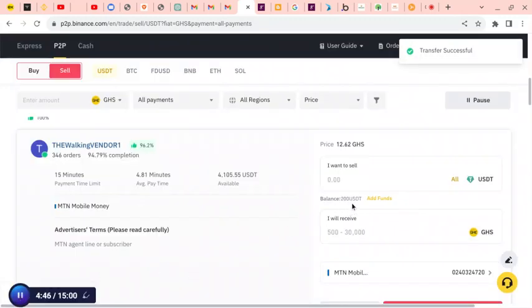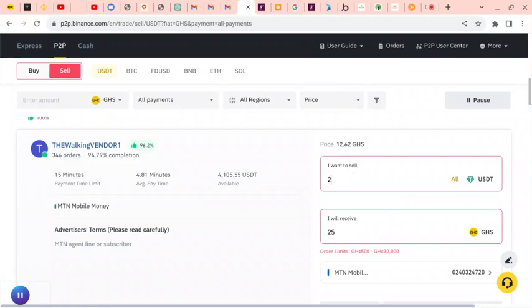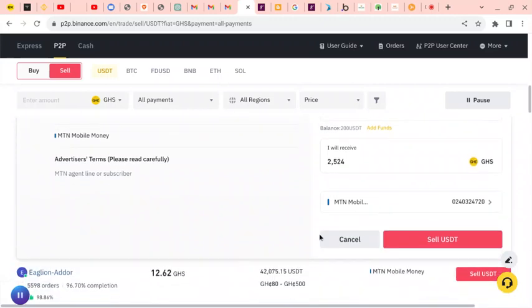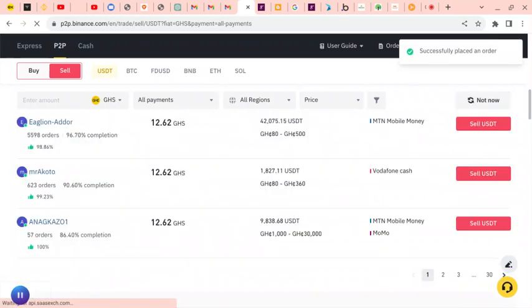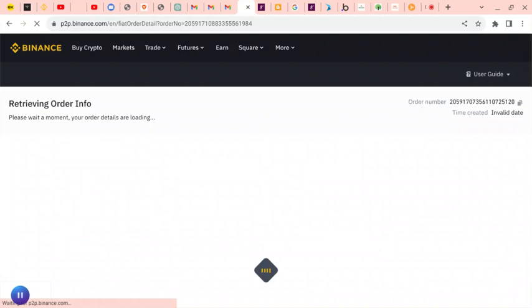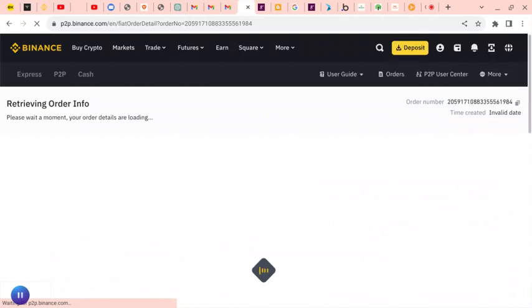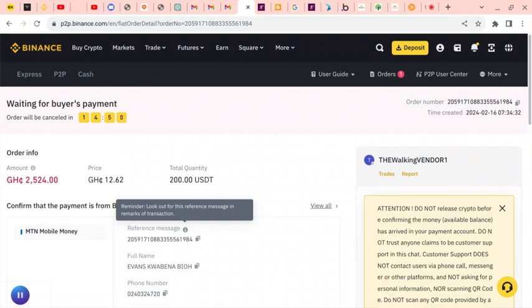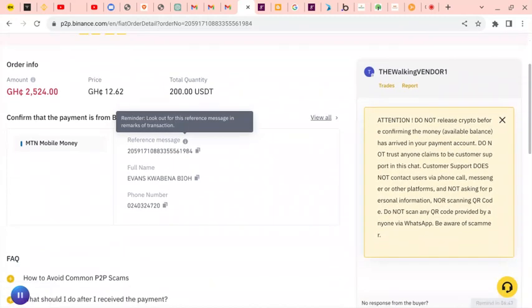So right now I have 200 USDT over here, and I want to sell 200, and I'll be getting 2,524. So I'll go to sell USDT. I've placed an order, waiting for the buyer to confirm. As I've already told you, you have to confirm that the money is in your account before you do anything. This person is not online.